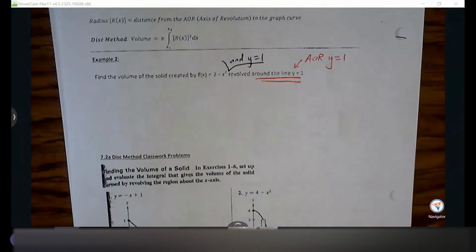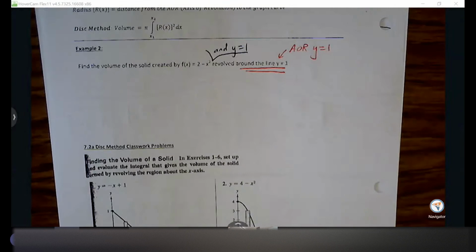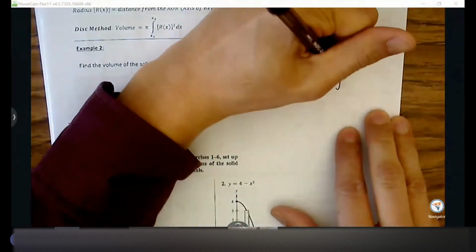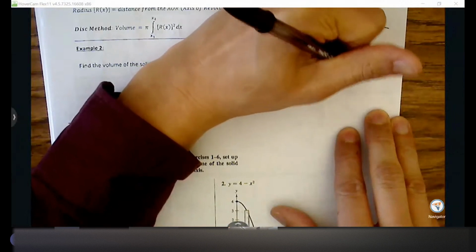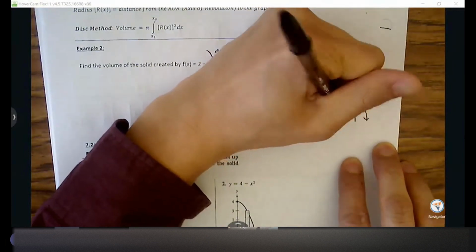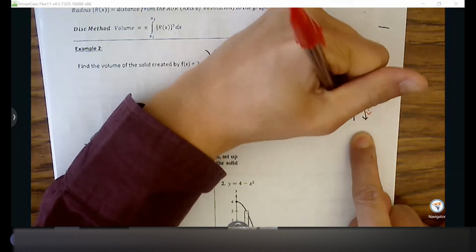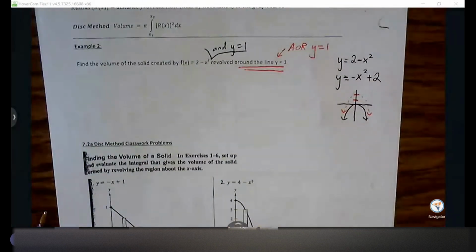Okay, so let's start off by graphing our two graphs so we can get a visual as to what we're working with. So I have y is equal to 2 minus x squared. If you think about 2 minus x squared, that's the same thing as negative x squared plus 2. And really, negative x squared is a parabola that opens down that goes through 0, 0, right? And then the plus 2 is just going to take that negative x squared and shift it up 2 units. So we're going to draw a parabola that opens down with a y-intercept at 2.